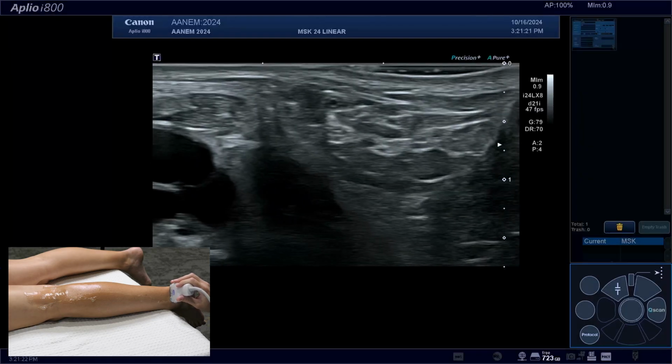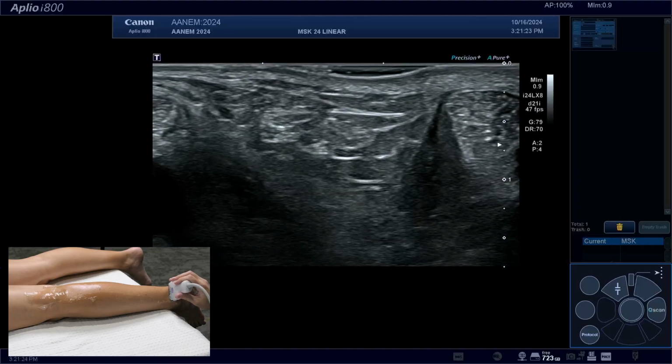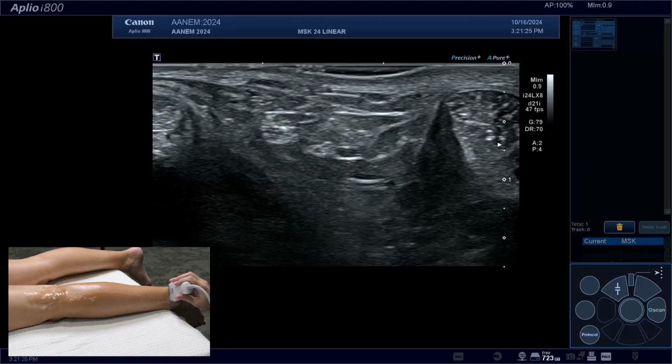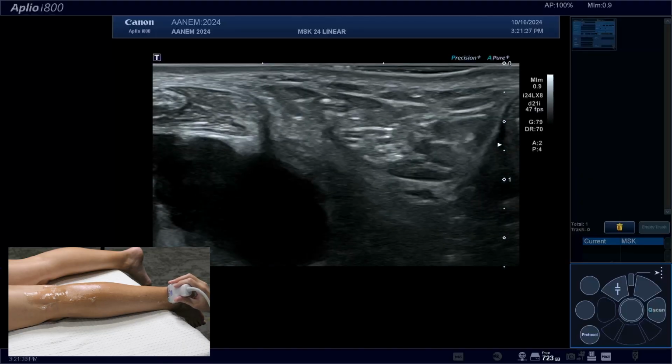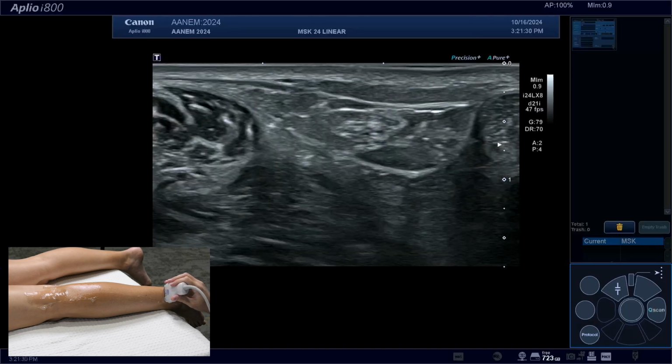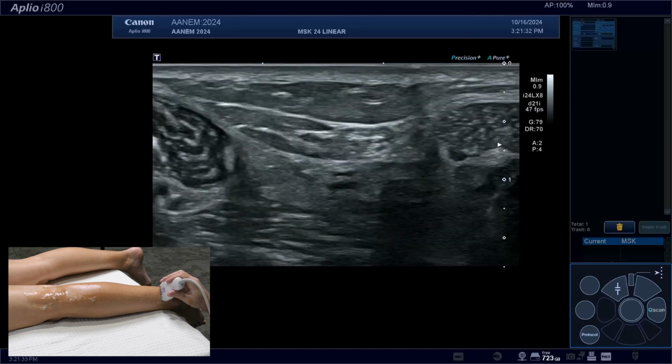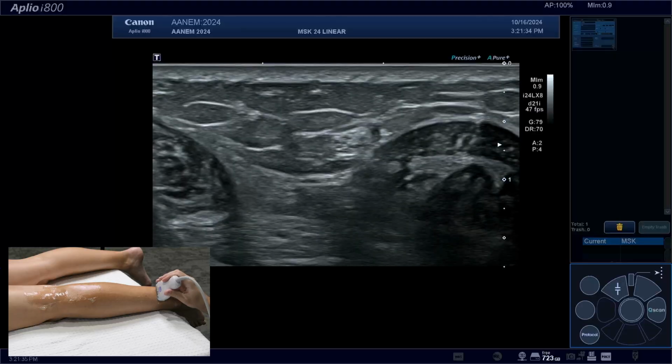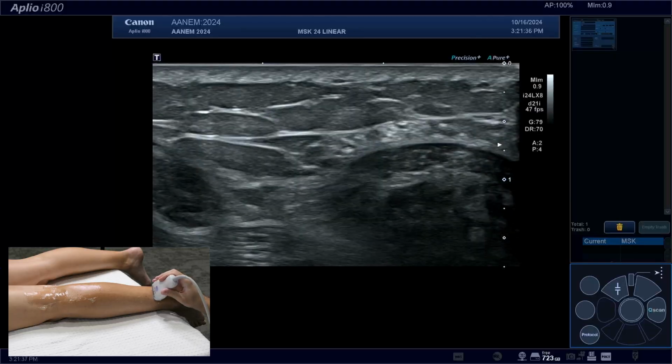We will move proximally first. As the sural nerve is scanned proximally, the short or lesser saphenous vein will run alongside the sural nerve. Doppler flow can be used to distinguish between the vein and nerve. Too much pressure will collapse the vein and only the nerve will be visible.